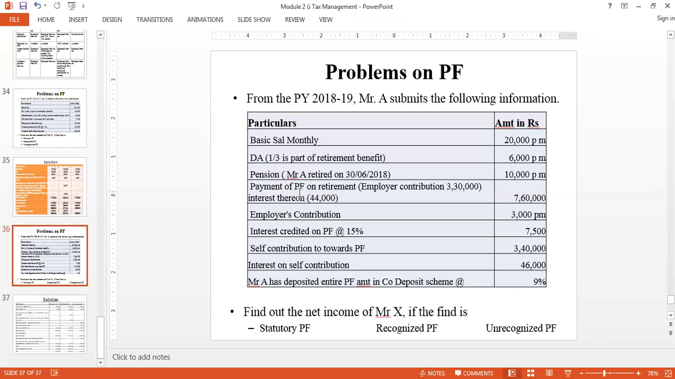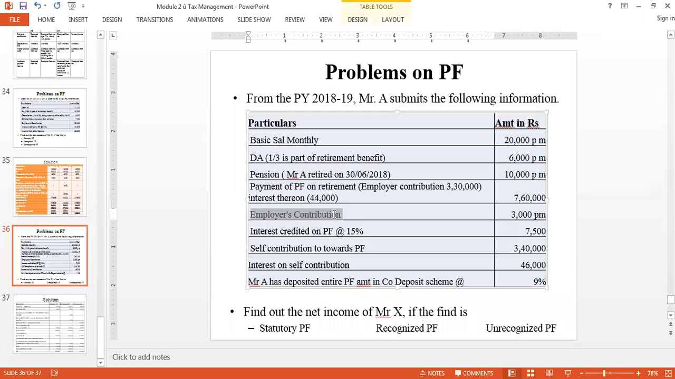Continuing with the employer itself, there is one more combination here. Employer's contribution is around 3,000 rupees per month. When is this contribution of the employer? Before he retires. Understand one thing: an employer will always contribute towards your PF only when you are in service. Once you have retired from the service, your employer is never going to pay you anything as far as PF money or monthly contribution is concerned.